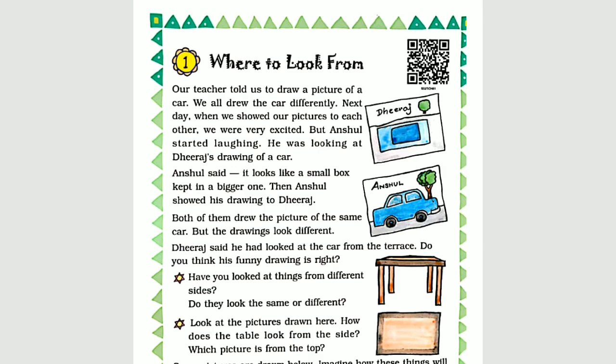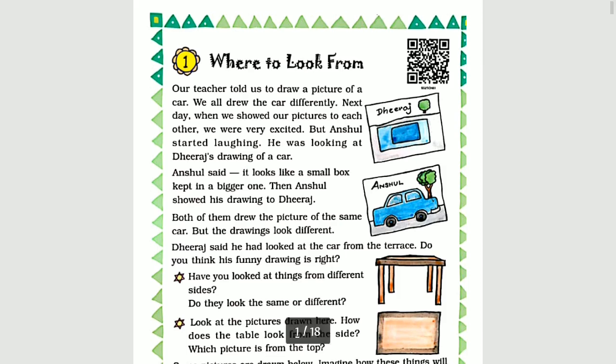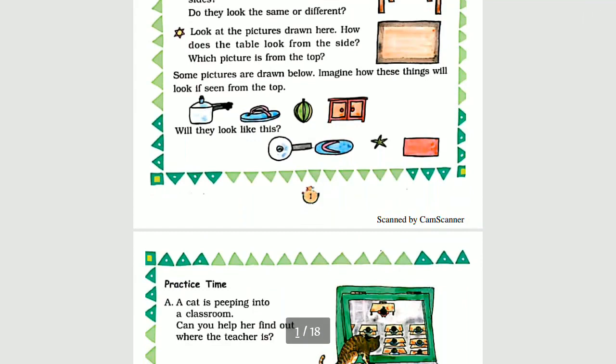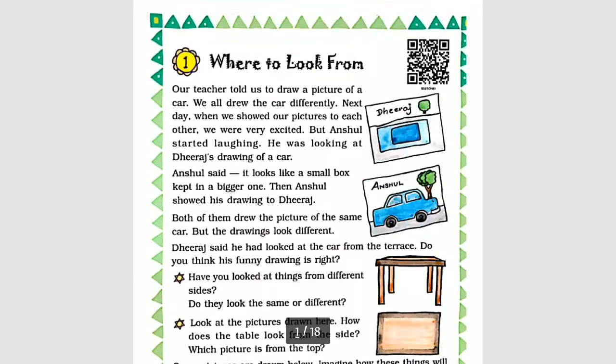Now it is asked, have you looked at things from different sides? Do they look the same or different? You may have seen a bed, table, bench from different sides, from the top or from the side. Do they look the same or different? Yes, they look different. Look at the picture drawn here. How does the table look from the side? Which picture is from the top? So two pictures are given of the table. You can easily tell that the first picture is when we see the table from the side. And the second picture is when we see the table from the top.